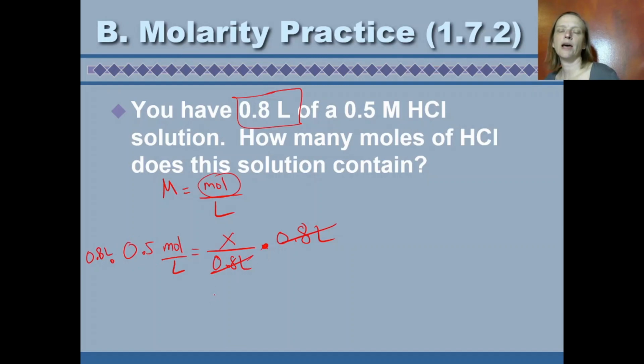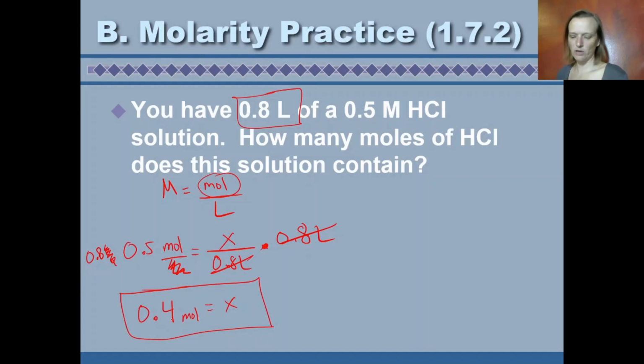And when I do that, the 0.8 and the liters cancel out on this side, and I'm left with x all by itself. And on this side, the liters cancels out with the liters. So I just have 0.8 times 0.5, which is 0.4, and my units are moles. And this only has 1 sig fig, but that's appropriate because the other numbers in the problem only had 1 sig fig. So 0.4 moles of HCl is the final answer here.